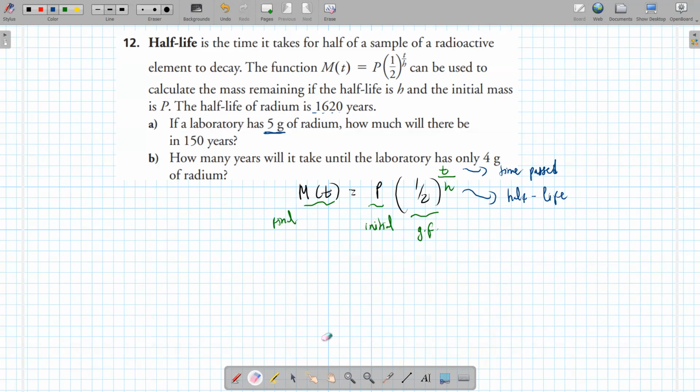M of T, the final value, is 4. P was given before, it was 5 grams. 1/2 is 1/2. What's missing? What are we looking for when it says how many years? T. T is missing, and our H is still 1620. How do we solve this equation for T?